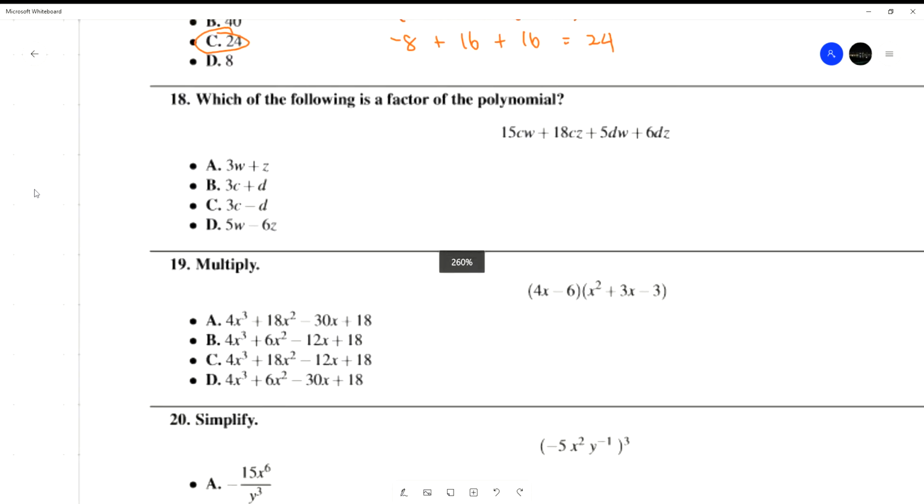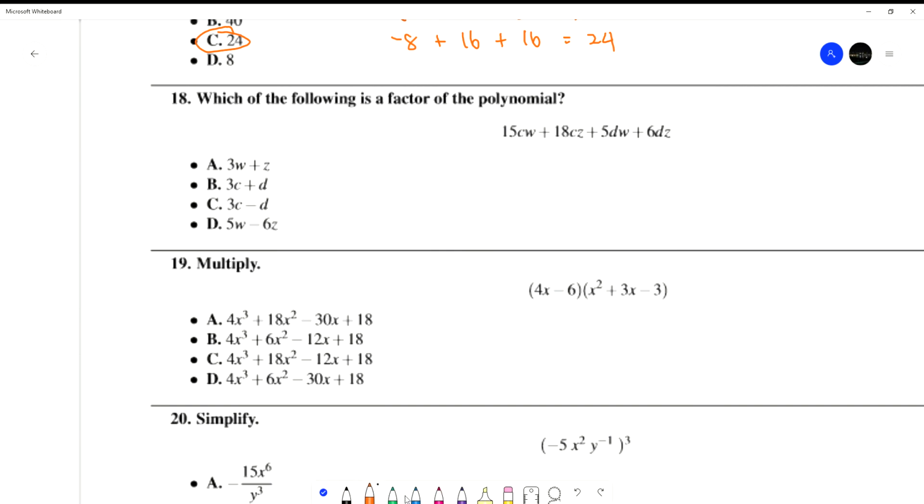Let's just do 2 at a time here. Alright, so which of the following is a factor of the polynomial? Alright, so there are 4 terms. That makes me think a factor by grouping problem, right? So let's split this up into 2 groups, right? So these are the 2 groups. I'm going to factor the GCF out of both groups. Okay, so in the first group, I see that there's a 3 and a C. So factor the 3C out, and we have 5W plus 6Z.